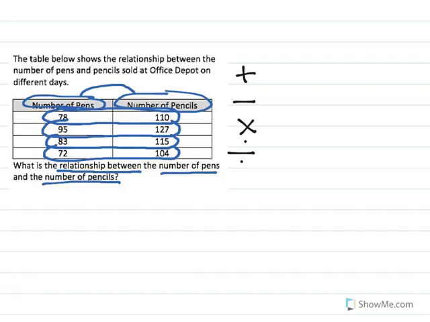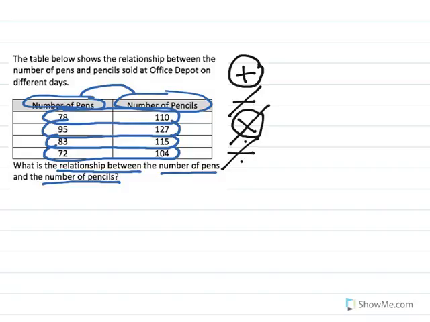So here, going from pens to pencils, I can see that from 78 to 110, the number is increasing. From 95 to 127, it's increasing. For all the rest of them, the numbers are increasing. So again, we're looking at either addition or multiplication, because subtraction and division would have decreased our number. So here, if I look at it, I don't see anywhere where it tells me that there's equal groups or that there's an equal amount in each group. So I think that I can eliminate multiplication. That leaves me with addition.